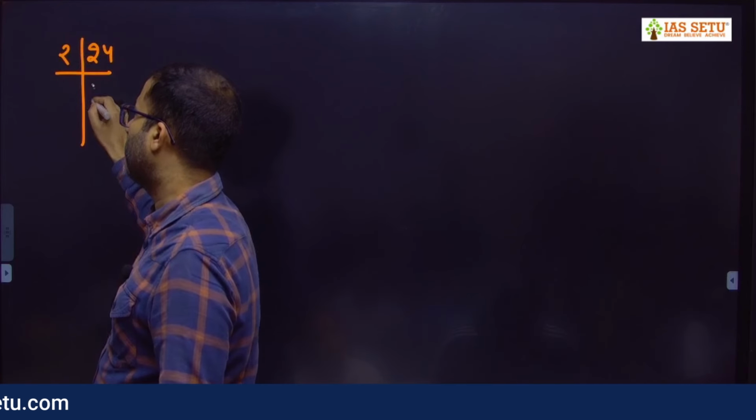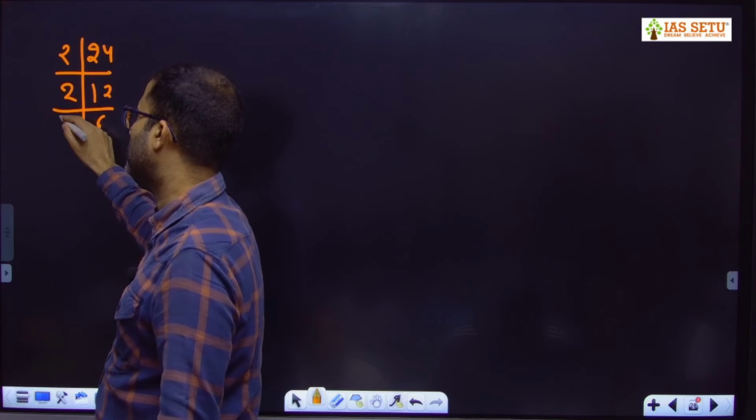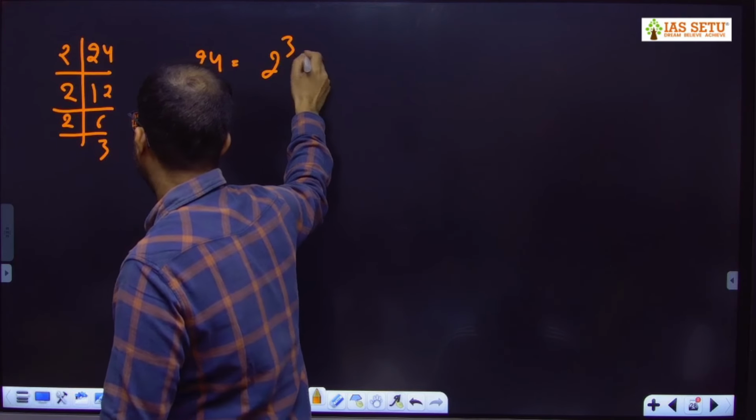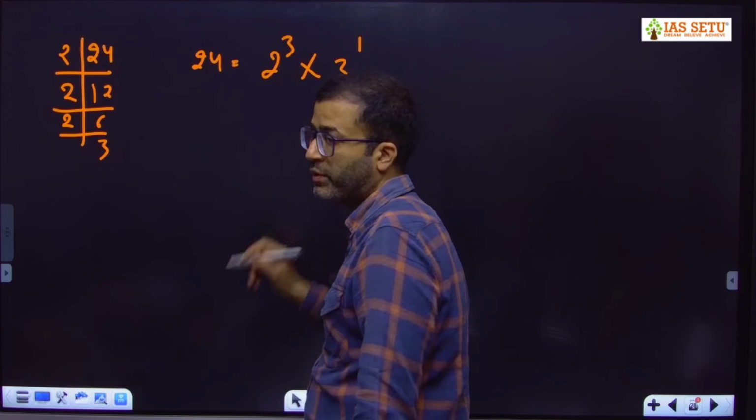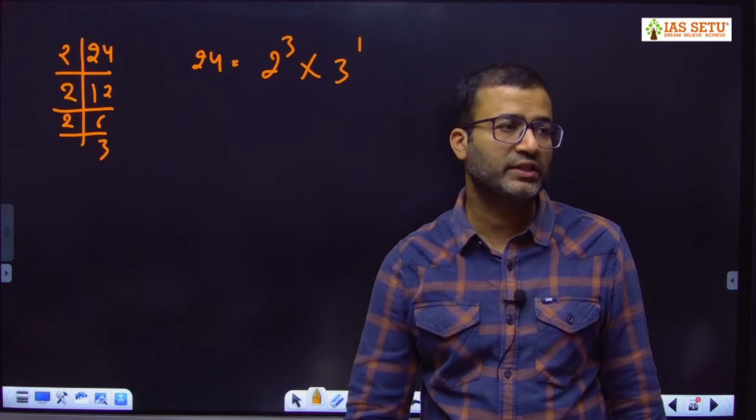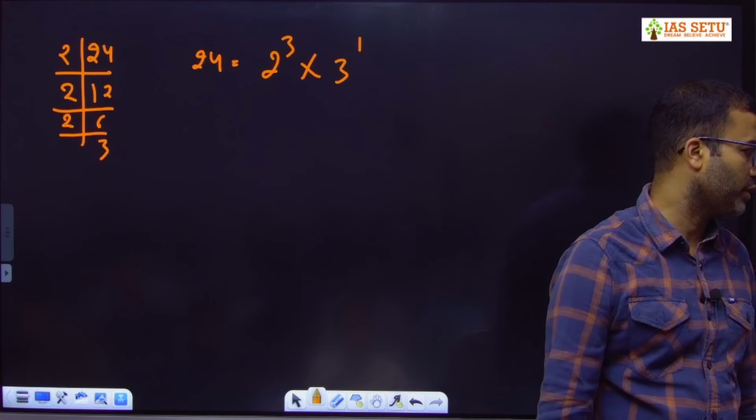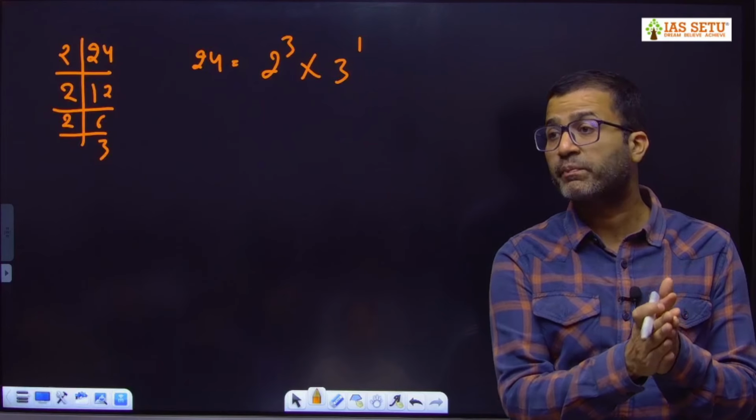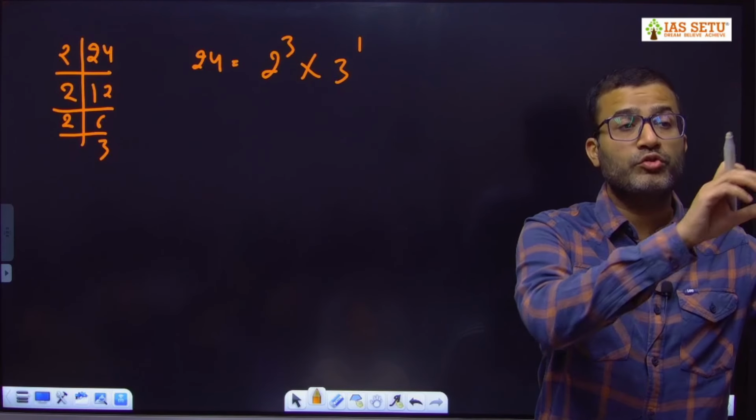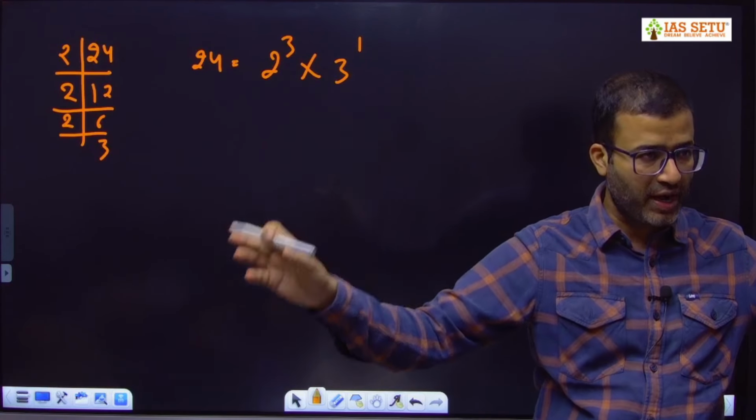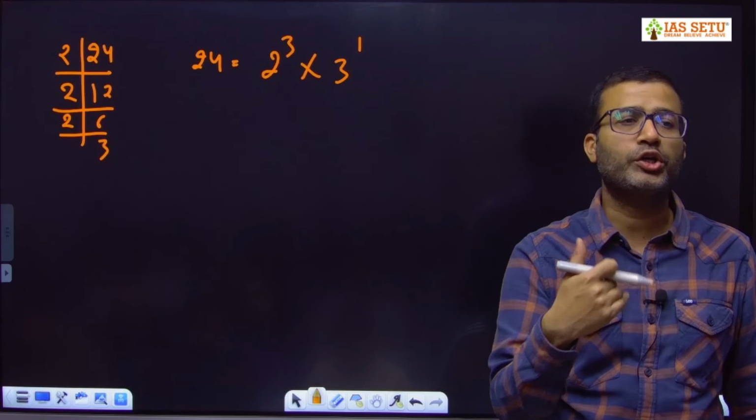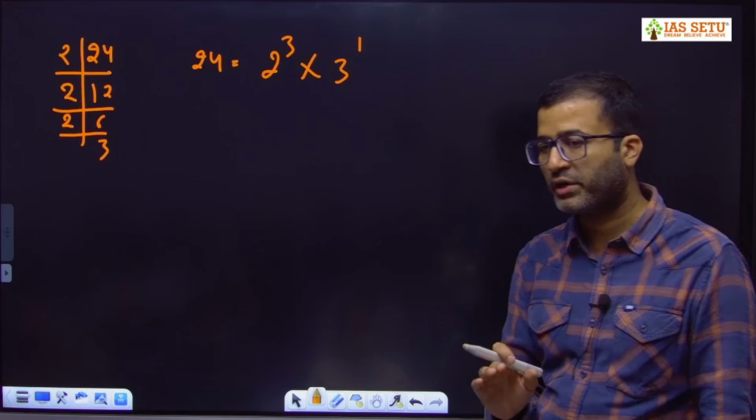2 common 12, 2 common 6, 2 common 3. So 24 is 2 to the power 3 into 3 to the power 1. And the question is, what is the sum of the factors of 24? If you do it manually, you have one option. But if it is a bigger number, manually means you have to find all the factors and add all the factors manually. So this short trick is better. इसमें short trick better है.